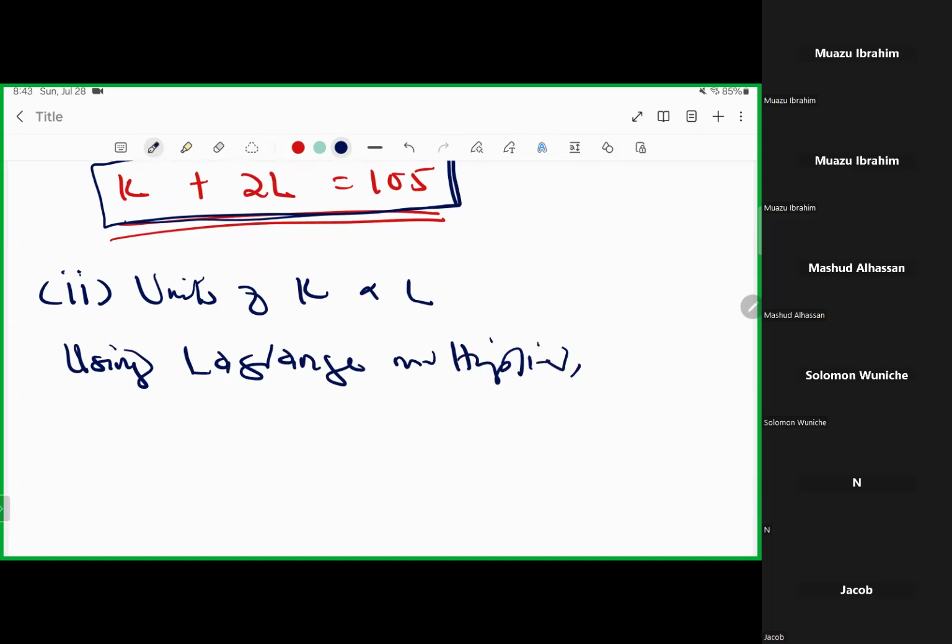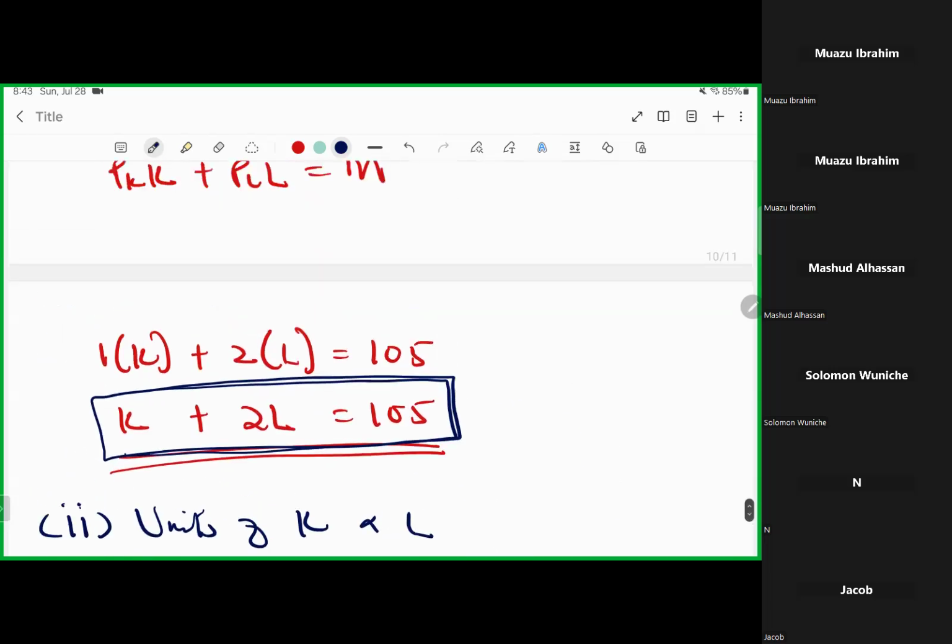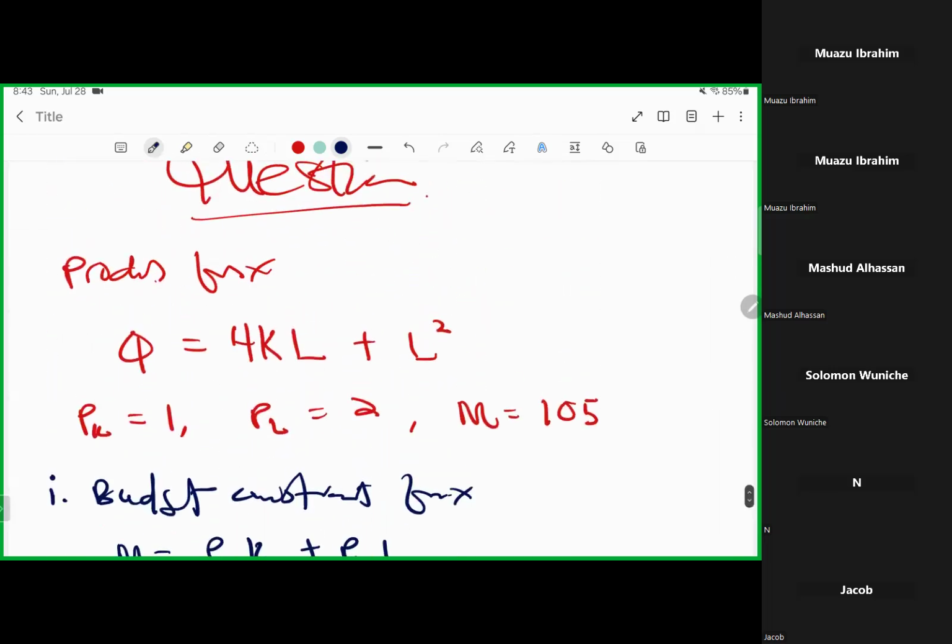Using the Lagrange multiplier. Step one, we need to set up the Lagrange function. How do we set the Lagrange function? We have the objective. In this case, you will realize that this is our objective function.